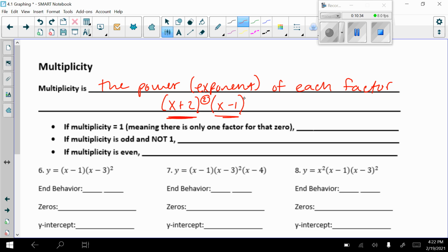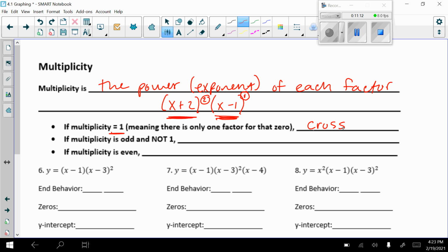This one, remember, if you don't see an exponent written, technically it's getting raised to the first power. So we want to keep that in mind. So this one has a multiplicity of 1, all right? So it's just whatever the power for each individual factor is, that's what we mean when we say multiplicity. The multiplicity tells us something about the graph. If the multiplicity is 1, similar to how this one is right here, that means at the x-axis, your graph is going to cross at that 0, at that solution.